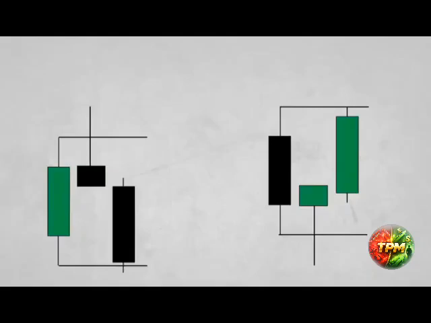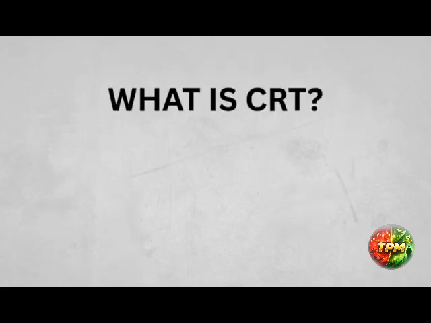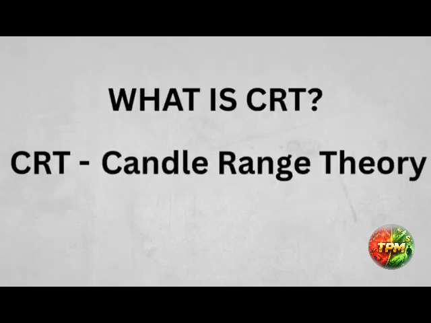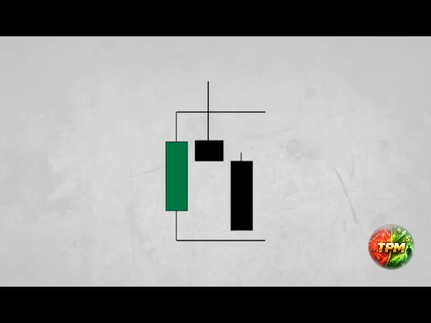Today we'll be talking about a very powerful strategy called the CRT strategy. First of all, what is CRT? CRT stands for candle range theory. Here's how it works. If price sweeps the high of a candle and then closes below it, there's a strong chance that price is heading for the lows.